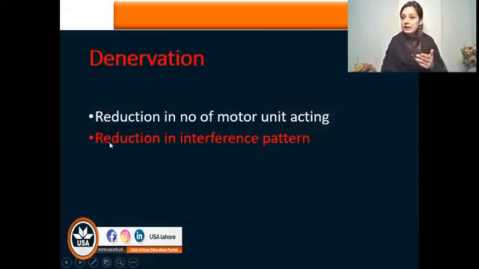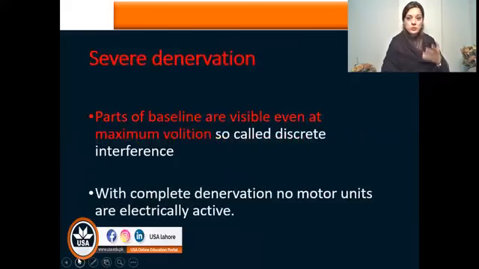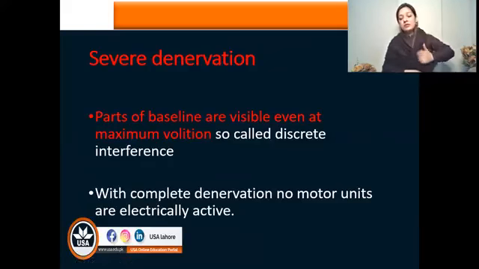And if there is denervation and the muscle tries to do activity, as there is a reduction in the number of motor units, there would obviously be a reduction in the interference pattern. In severe denervation, parts of the baseline are visible even at maximum volition, and we call it discrete interference. And with complete denervation, no motor units are electrically active.